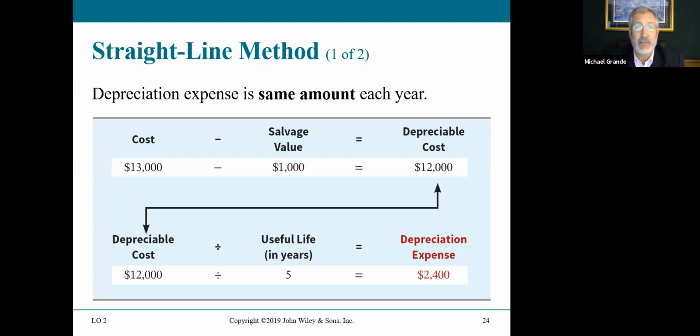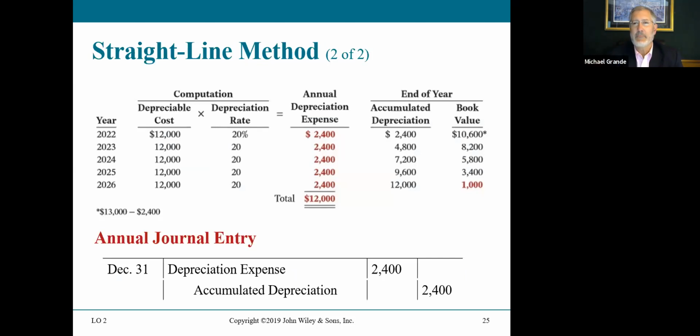First one is the straight line method, which is basically original cost minus salvage value divided by useful life. You can see the cost is $13,000. Salvage value is $1,000. The numerator, therefore, is $12,000 divided by 5 years. The annual depreciation expense is $2,400. You can see the calculation of depreciation over the 5 years, 2022, 2023, 2024, 2025, 2026. 20% a year, right? 5 years, 100 divided by 5 is 20%, $2,400 a year.